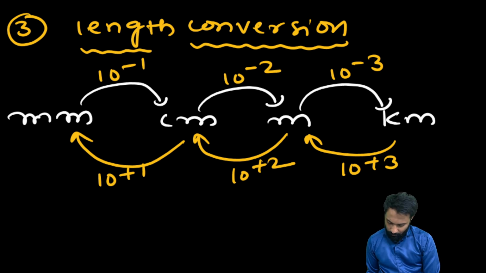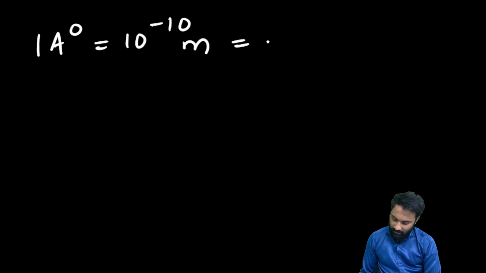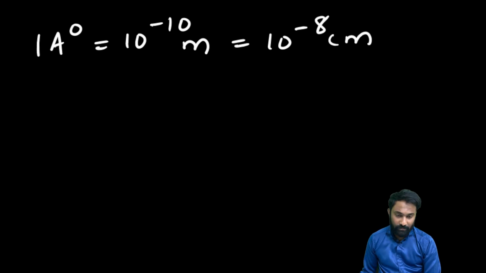Now just now we have seen the submultiples. With that, now we are going to see some length units that we are going to use repeatedly in our structure of atom. The first one is 1 angstrom. 1 angstrom will be equal to 10 to the power minus 10 meter and 10 to the power minus 8 centimeter. Clear?